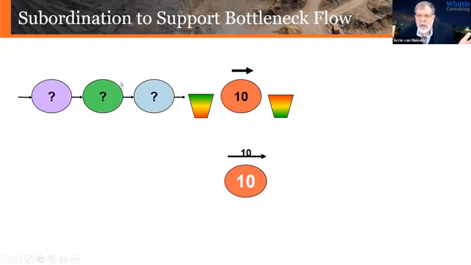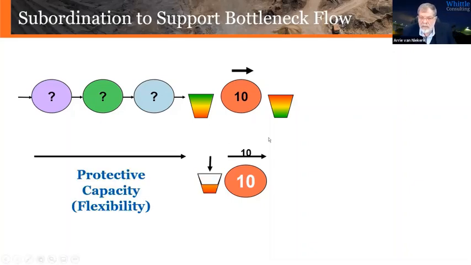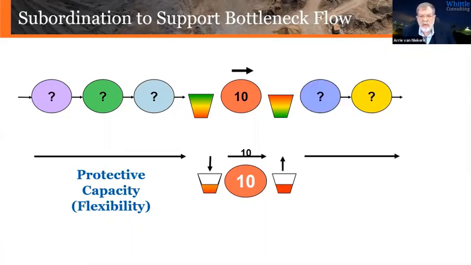What should they be doing? They must rebuild the buffer while they are keeping the bottleneck going. In other words, everything upstream must have more capacity than the bottleneck, or else the bottleneck will run empty and the business will be losing millions. So everything upstream must have what I call protective capacity. The same logic applies for the downstream.